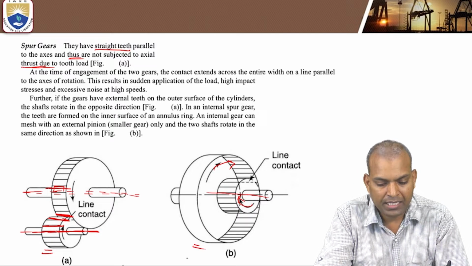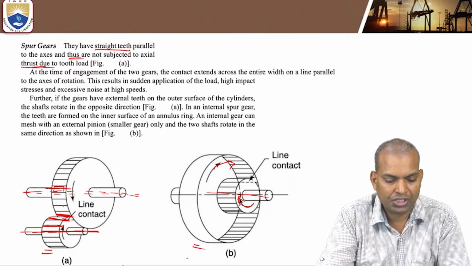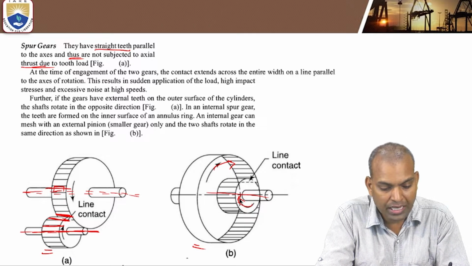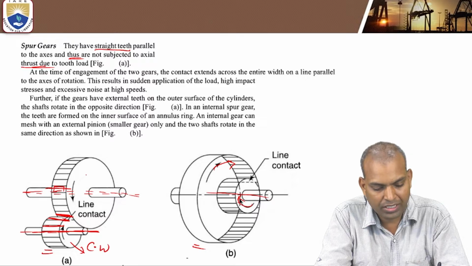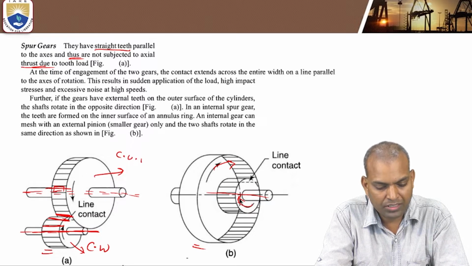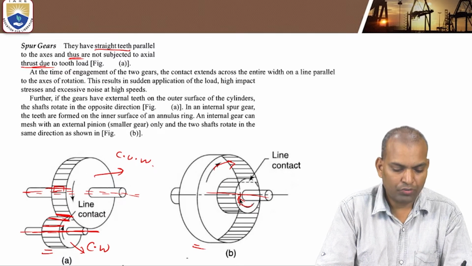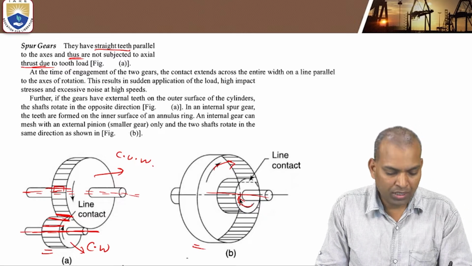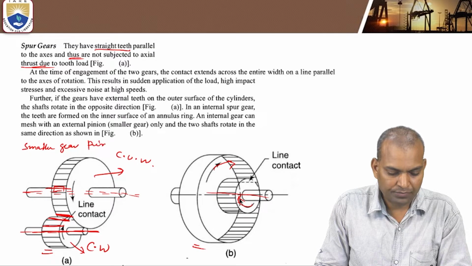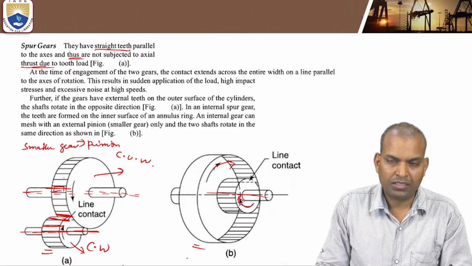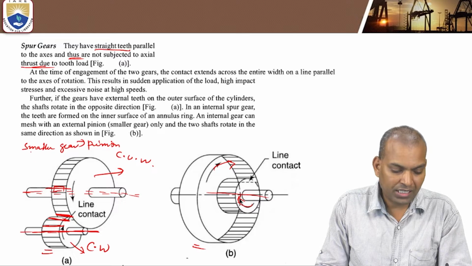But figure A indicates external contact, that is, opposite direction. The tooth on the wheels rotate opposite to it: one is clockwise and the other is counterclockwise. One more thing, the smaller gear is known as a pinion, and the larger wheel is called the gear.